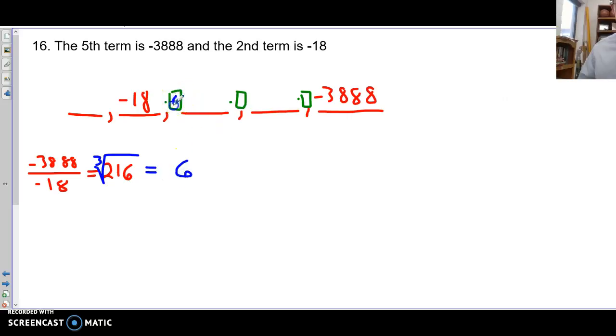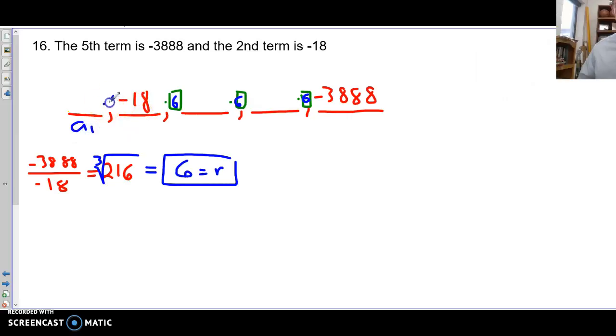Then I'll think to myself, does that check out? If I take negative 18 times 6, I get something, times 6, I get something, times 6. Do I get negative 3,888? I bet I do. Okay, so you can check that to make sure of it, but I'm pretty confident that's my common ratio. Now I just got to go backwards to figure out, well, what was the first term?